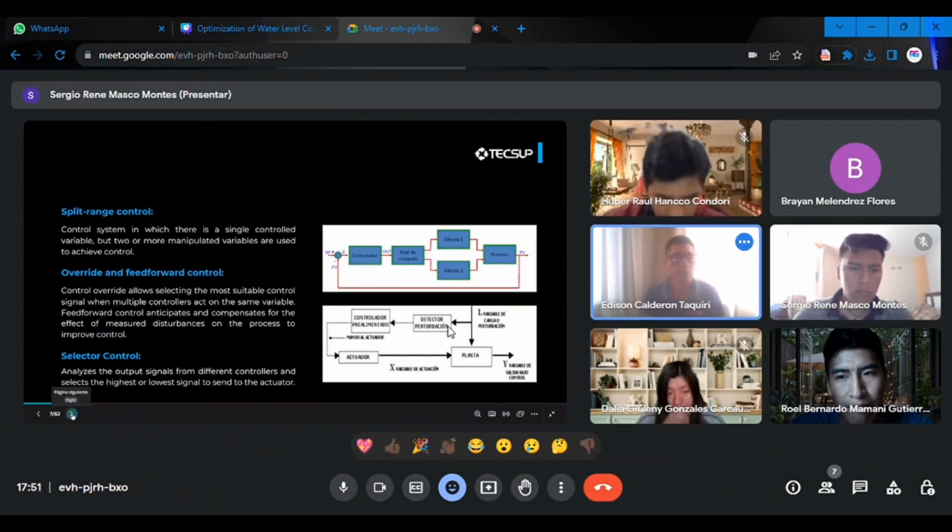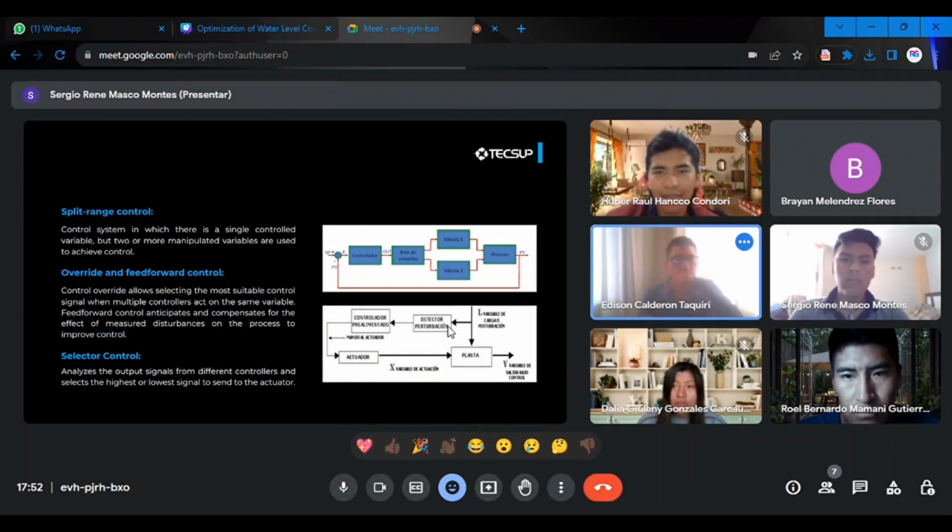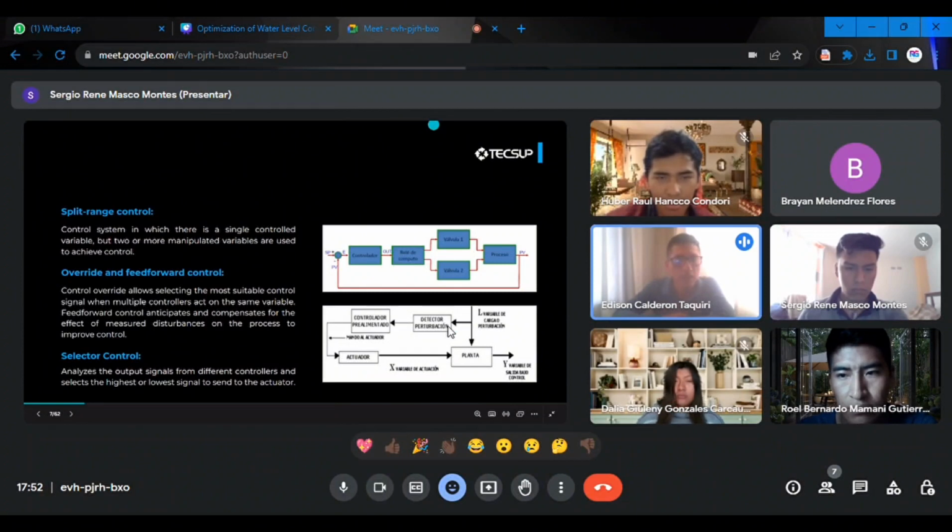Split range control. A control system with a single control variable, but two or more manipulated variables are used as control. Override and feedback control. Override control selects the most suitable control signal when several controls act on the same variable. Feed forward control anticipates and compensates for the effect of disturbances of the process input. Select control analyzes both signals from different controllers and selects the highest or lowest signal.